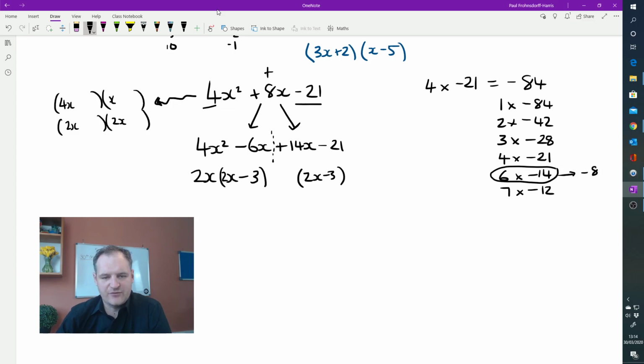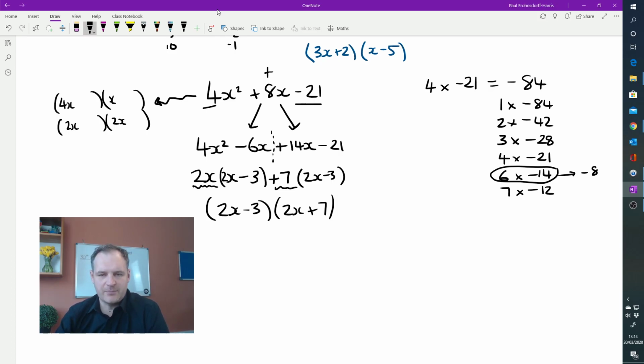The next thing we're going to have to do is multiply by plus 7. So we've therefore got 2 brackets, 2x minus 3 and 2x plus 7, giving us this overall answer.